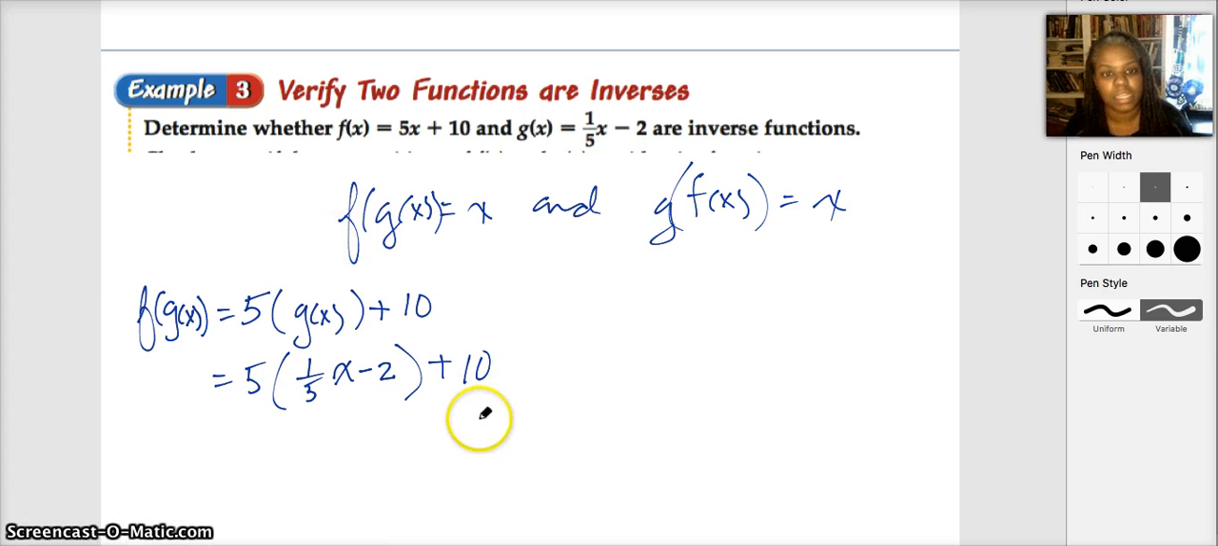Take a moment to breathe it in. Make sure it makes sense to you. F provides the framework. G of x provides the thing we're substituting. What is g of x? It is 1/5 x minus 2.